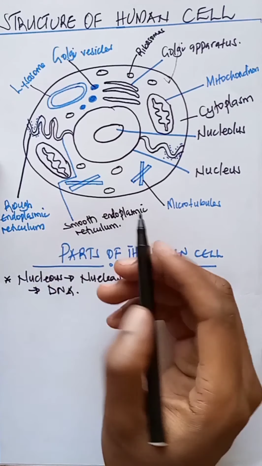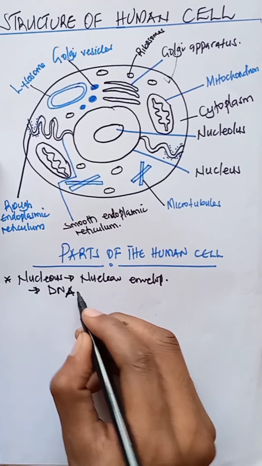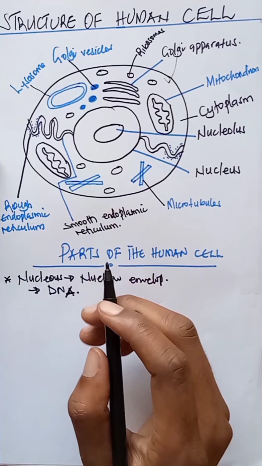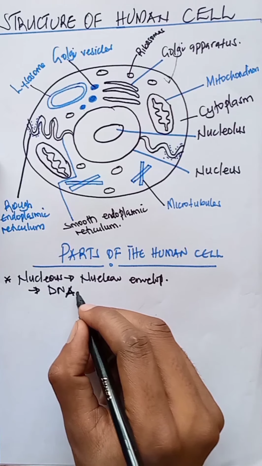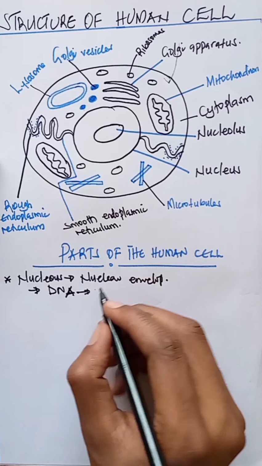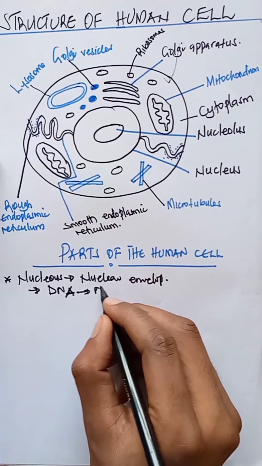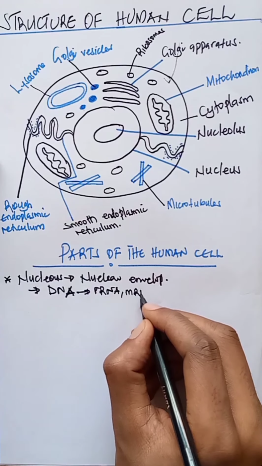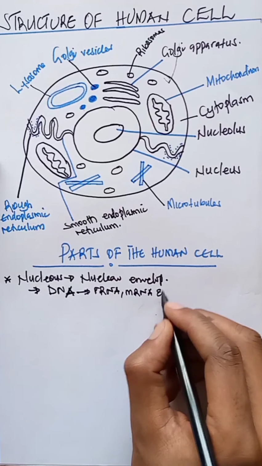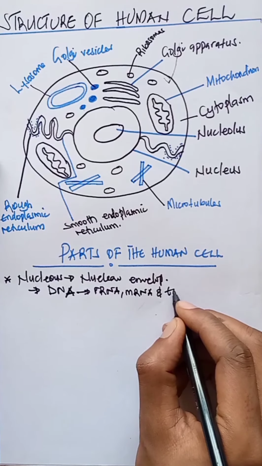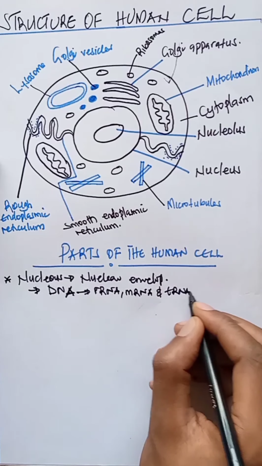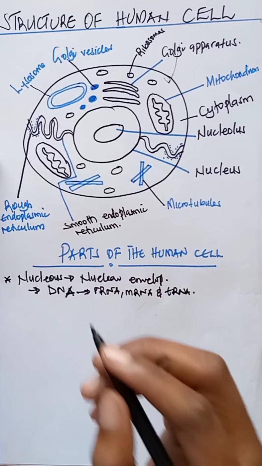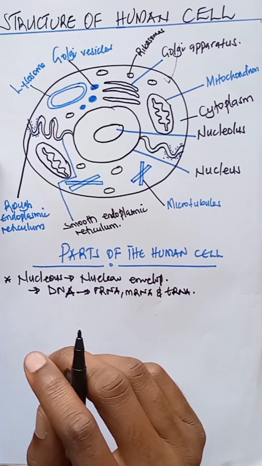Then the stored DNA, to give more details, determines the characteristics of the cell, through synthesis of ribosomal RNA, messenger RNA, and transfer RNA. It also controls cell reproduction.